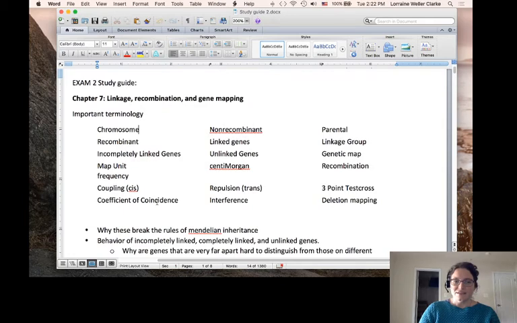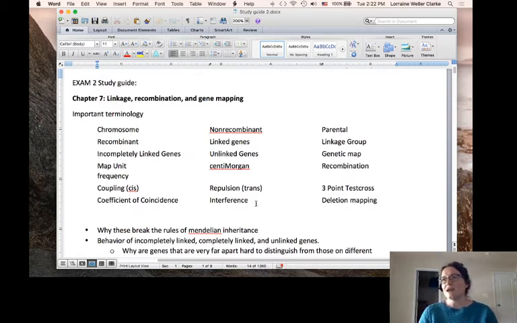So for all of these, again, be able to calculate the coefficient of coincidence. Not just what is it, but how do you calculate it? Not just what is interference, but how do you calculate it? Not just what is deletion mapping, but how do you read a deletion map? Okay? All right. So if you guys have had a chance to look at this, then you can ask specific questions. Otherwise, I can just run through them. But if there's anything specific you want me to focus on in here, we could do that, okay?